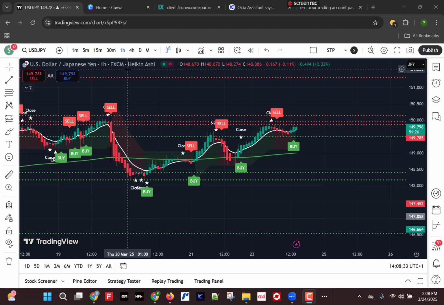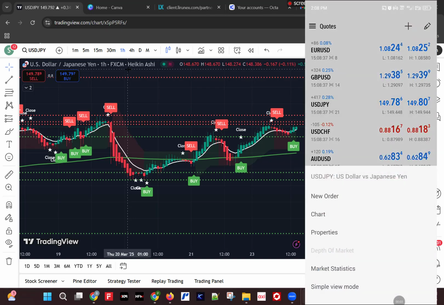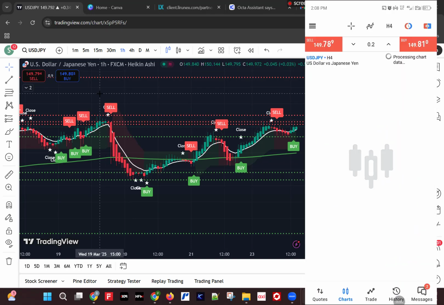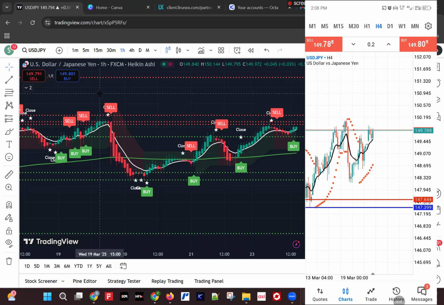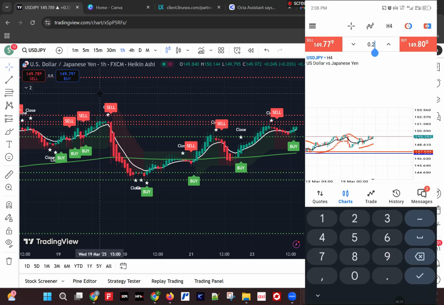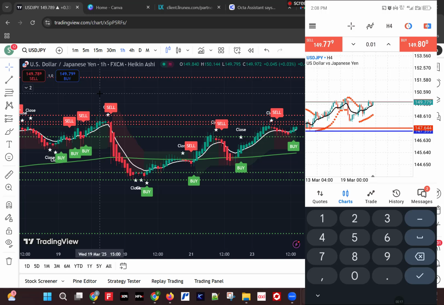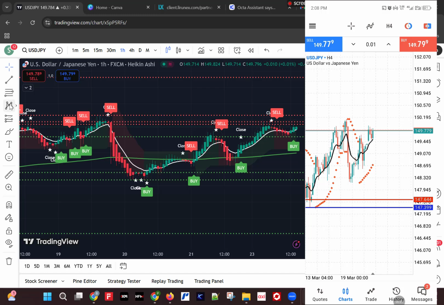So what I want to do right now is go ahead to my MT4, go over to the USDJPY chart, and take that trade as a buy trade on my account. This is a $100 account, so I'm going to reduce the lot size to 0.01 and then take a buy trade.